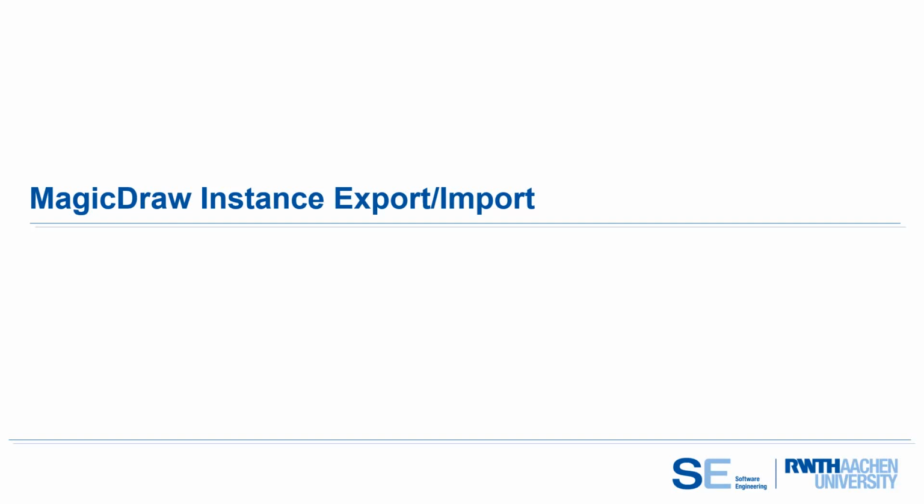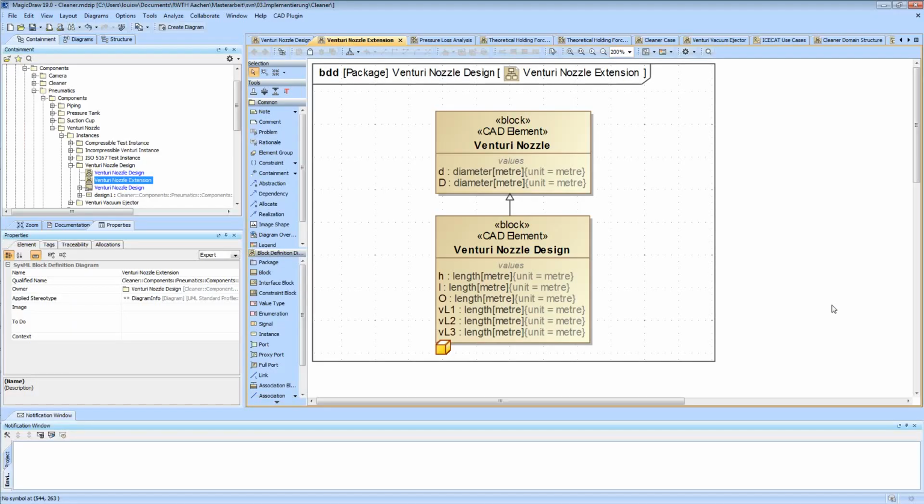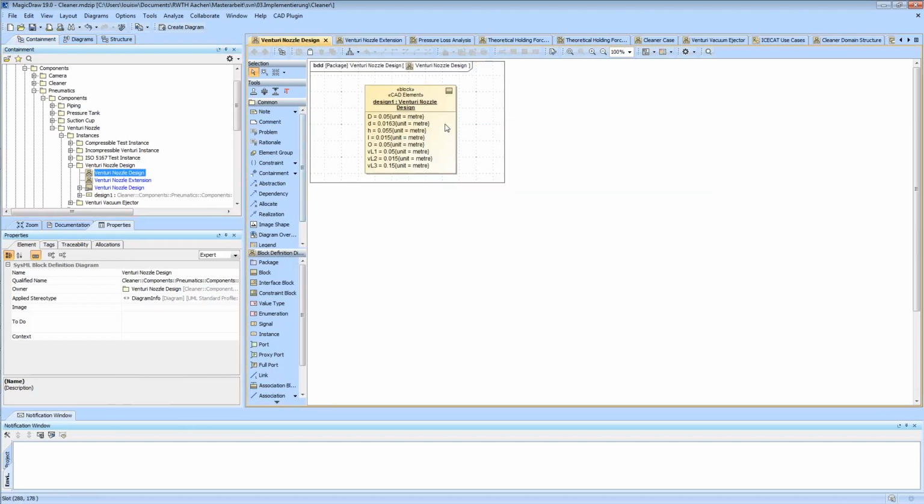To demonstrate the capabilities of the plugin, I want to present the creation of a Venturi nozzle design in the following. The Venturi nozzle I designed in this example is derived from a general Venturi nozzle design, which has an inlet parameter D and a compression parameter d. In addition to these parameters, the concrete Venturi nozzle design in this example has more parameters which can be used to derive a concrete Venturi nozzle instance by specifying the parameters of the Venturi nozzle design.